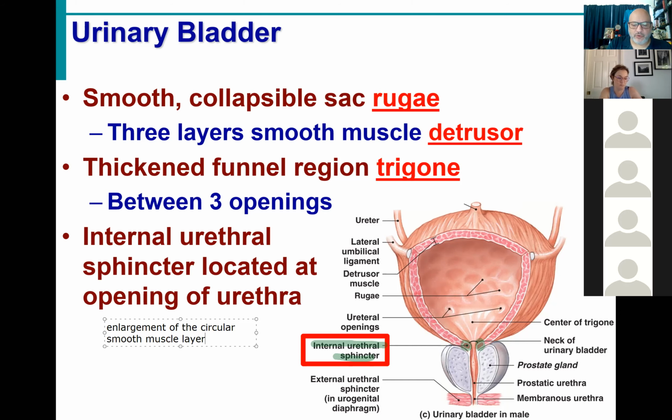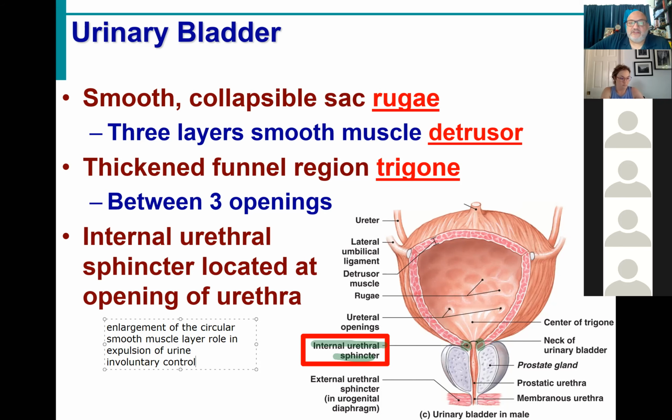And it's going to play an important role in the expulsion of urine. What does that sound an awful lot like? Anus? Yeah, defecation, right? In defecation, remember, in our anus, we had an enlargement of the smooth muscle layer, forming a valve-like structure. Being smooth muscle, this is going to be involuntarily controlled. And is going to play a role in the voiding of urine. In fact, the defecation reflex and the micturition reflex are incredibly similar.